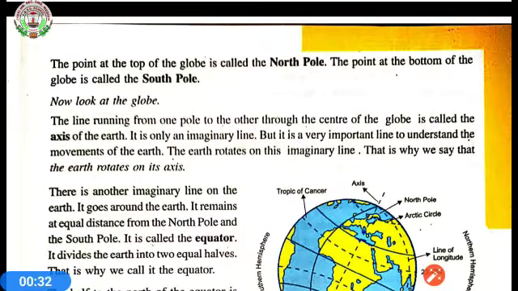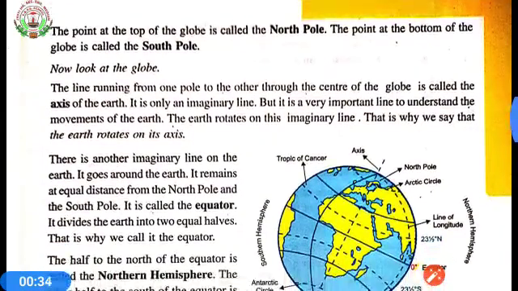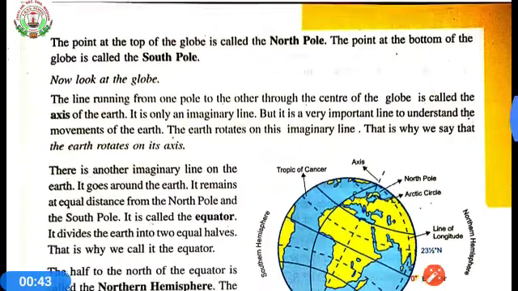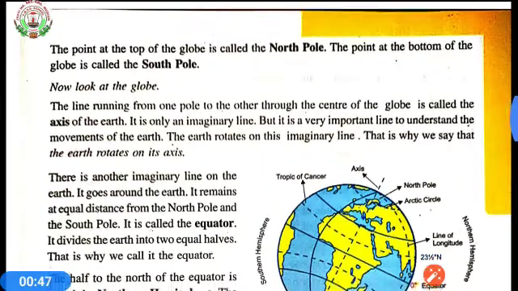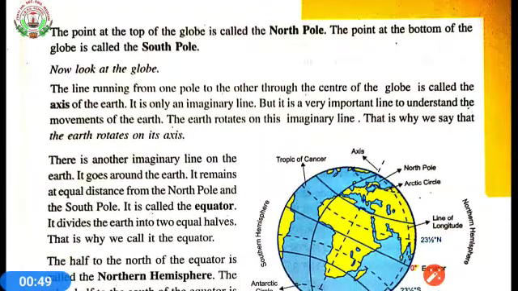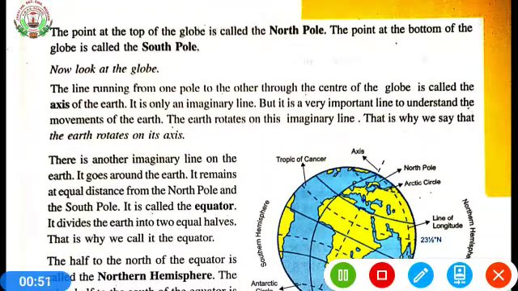Now I will tell you what the poles are. The poles of the earth are the two points where the axis meets the earth's surface. They are the North Pole and the South Pole. The point at the top of the globe is called the North Pole. The point at the bottom of the globe is called the South Pole.